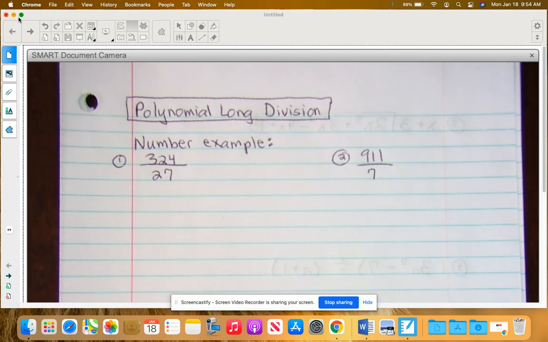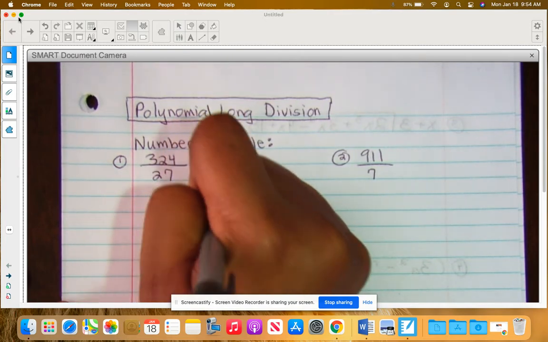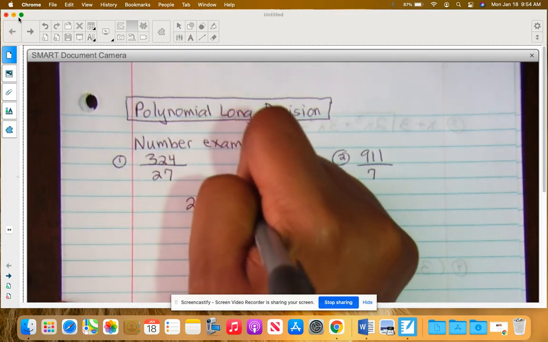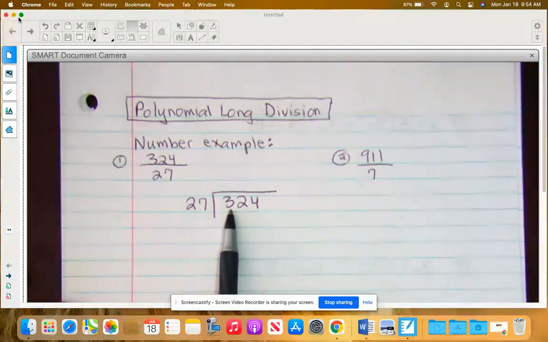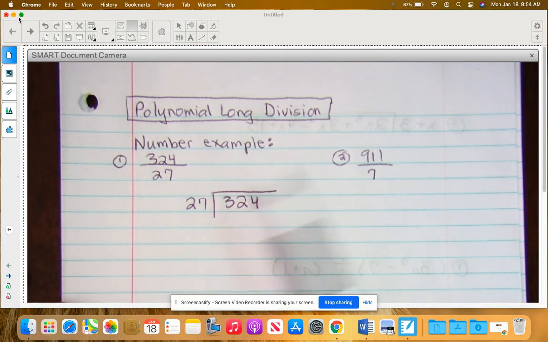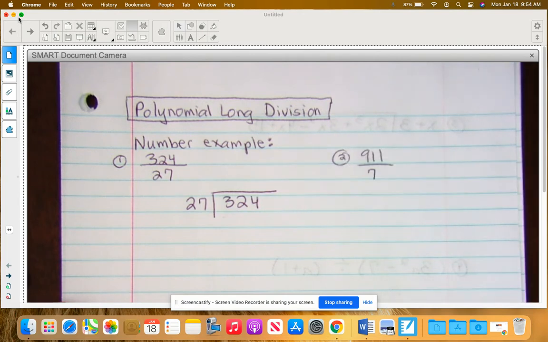So let's get started. The first one that we're going to do is 324 divided by 27. So I'm going to set it up so that it looks like this. 27 goes on the outside, that's your divisor. 324 goes on the inside, that's your dividend. And we're going to be looking for the answer, which is the quotient. So that's what we're going to be looking for.